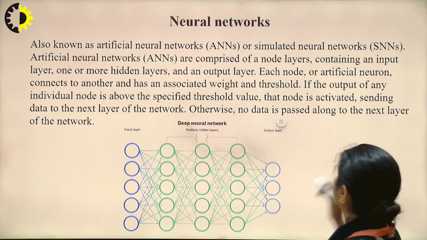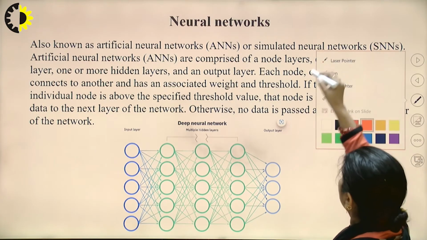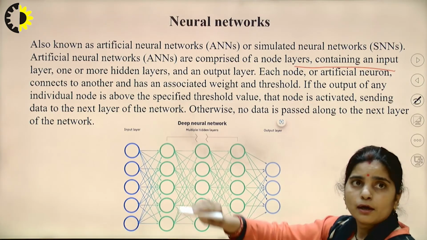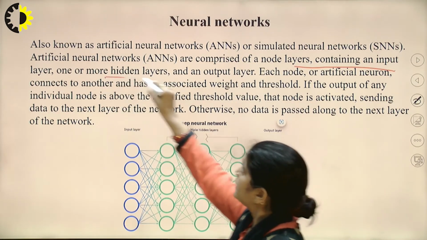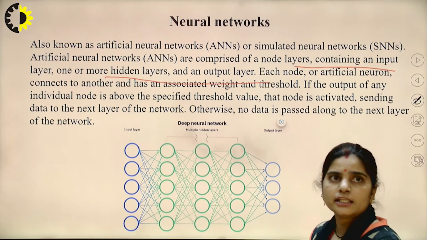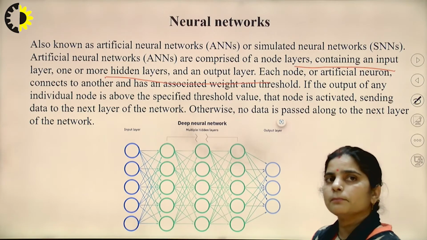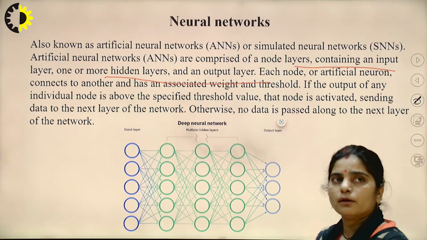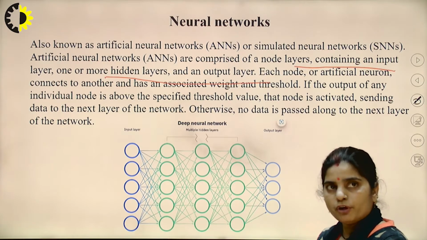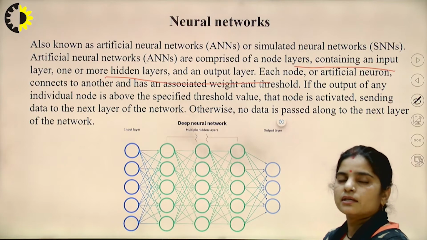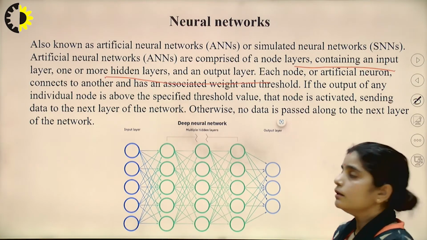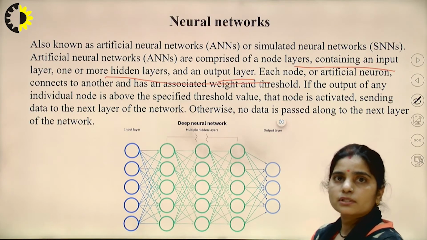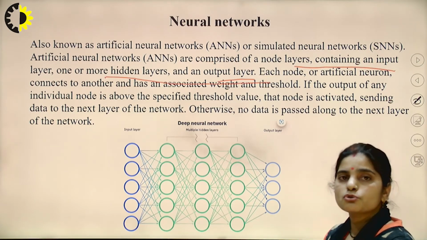The layers contain the input layer, one or more hidden layers, and an output layer. So, basically ANNs are comprised of node layers. These can be an input layer, one or more hidden layers, and the last one is the output layer. Each node, or artificial neuron, connects to another one.